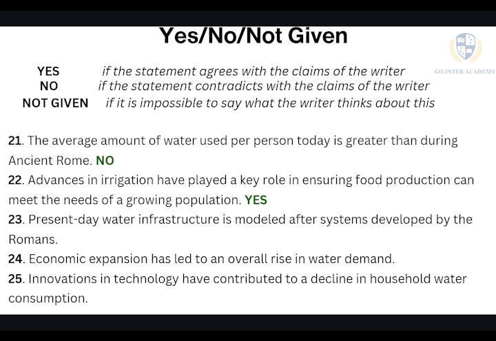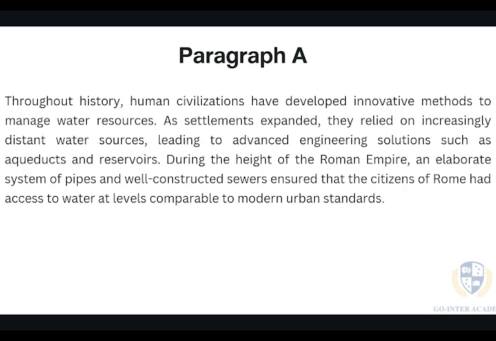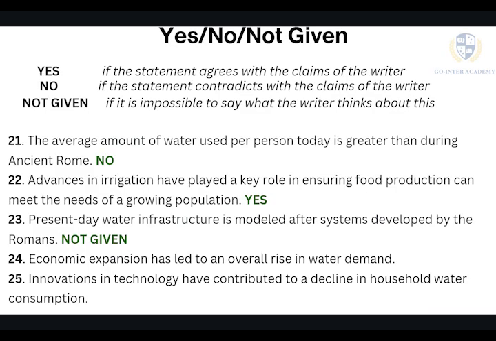Present-day water infrastructure is modeled after systems developed by the Romans. So this question is checking whether modern systems are based on Roman designs. Let's go back to check paragraph A since it talks about the Romans. In paragraph A, it says, Roman Empire was able to provide water to their citizens through using different engineering systems. But nowhere in this paragraph did it mention anything about the modern-day water infrastructure. So it is impossible to claim whether it agrees or disagrees with the passage. So our answer to the third question is not given. Going to the next question.